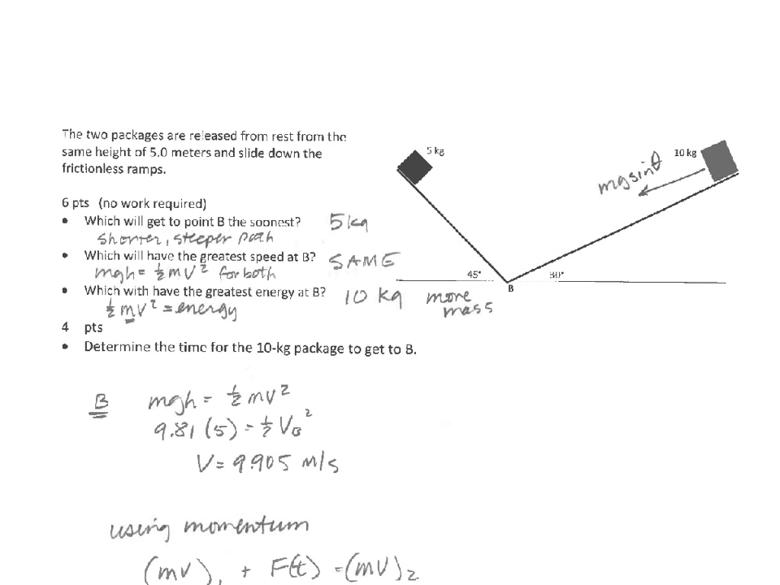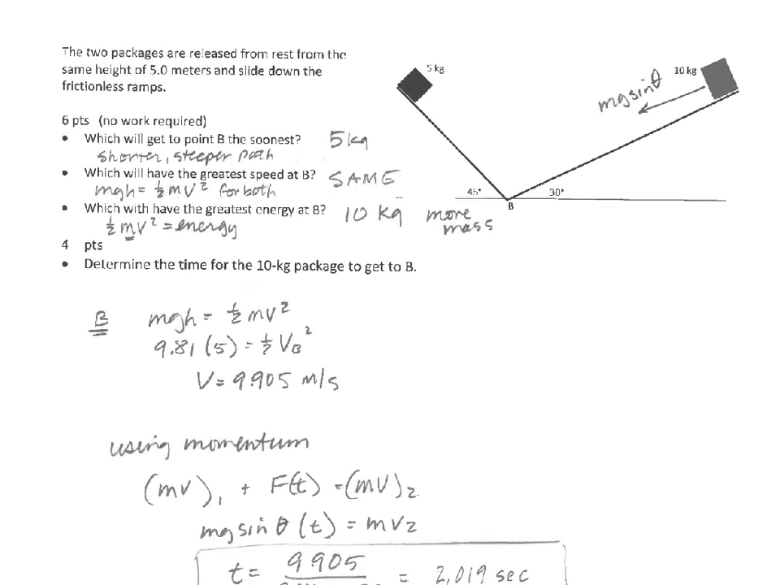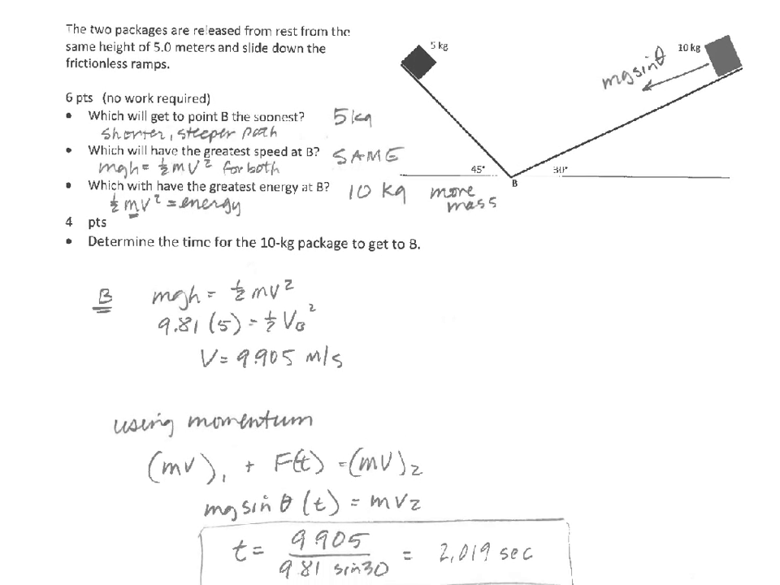They both have the same speed when they get down at the bottom, because mgh is equal to 1/2 mv squared. But the greatest energy comes from the greatest mass. So at the bottom I have 1/2 mv squared of this guy, and this has a bigger mass, so it has greater energy.